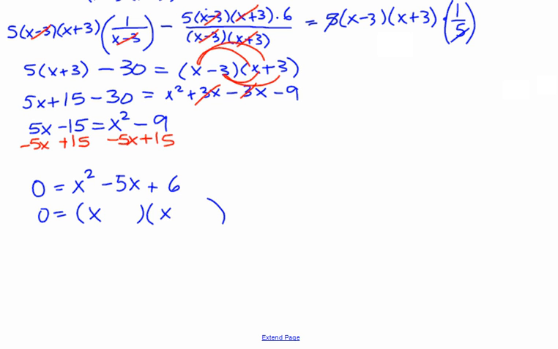Multiplies to positive 6, add to negative 5. Negative 3 and negative 2. So x equals 3 and 2.